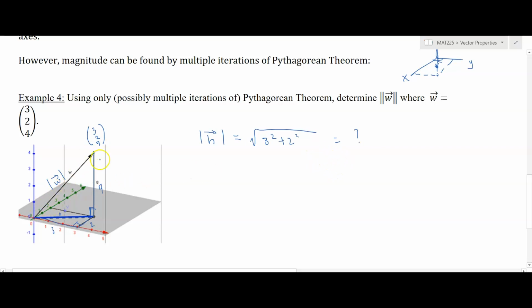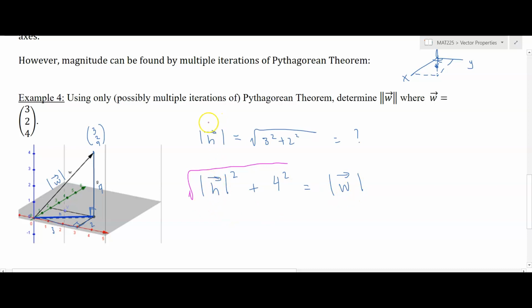Now to relate w, if we know that the length of h is whatever this expression evaluates to, we also know that the length of h squared plus 4 squared, that's the length of that leg right there, is going to equal the magnitude of w squared. So to get the length of w, I just have to take the square root of both sides. We'll take the square root of this side here. Now that's going to be the length of w.